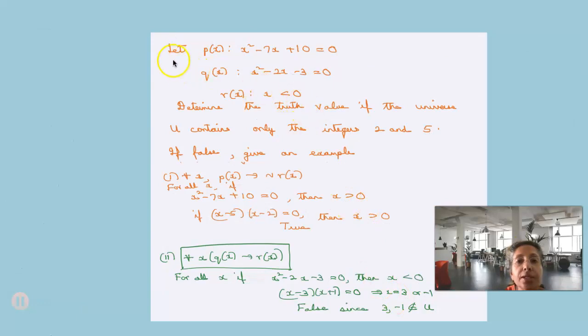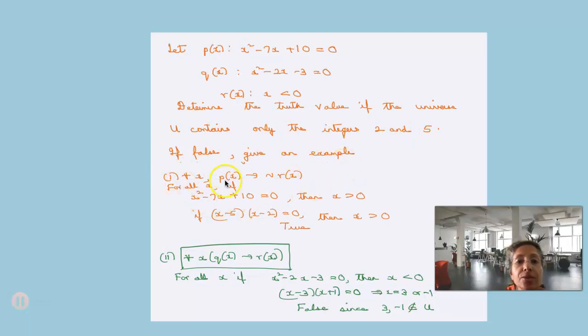Now, the next question. Let Px be the set of all elements x such that x squared minus 7x plus 10 equals 0, Qx be the set of all elements x such that x squared minus 2x minus 3 equals 0, and Rx be the set of all elements x such that x is less than 0. Determine the truth value if the universe U contains only the integers 2 and 5. If false, give an example.